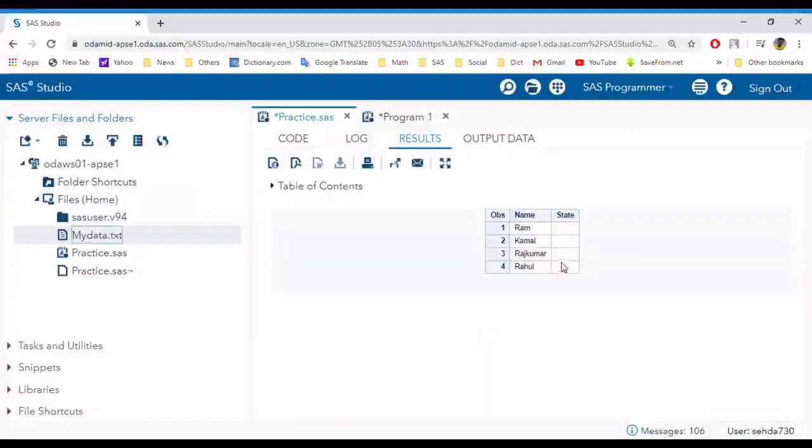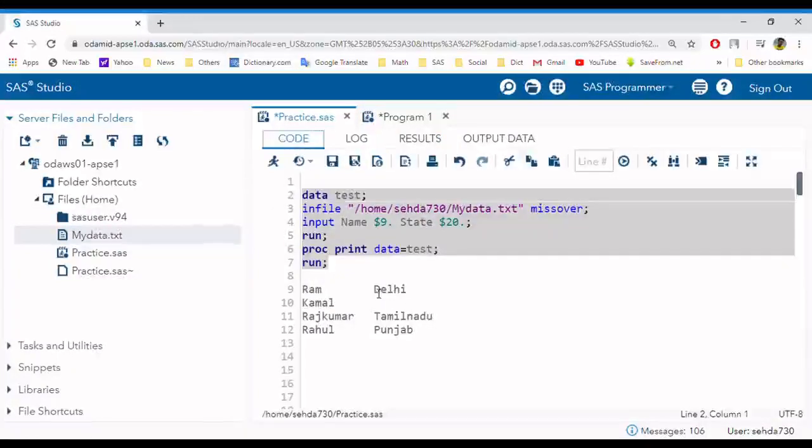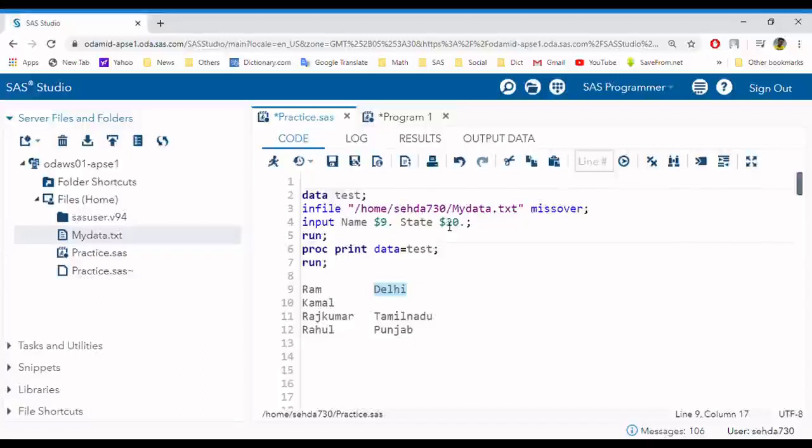You see, there is nothing coming up under state. Why? Because as I told you, we are expecting a length of 20. I mentioned 20. So what does that mean? Name length should be 9 and state length should be 20. I'm expecting this length 20. Okay. So this cannot be handled by Missover, right?